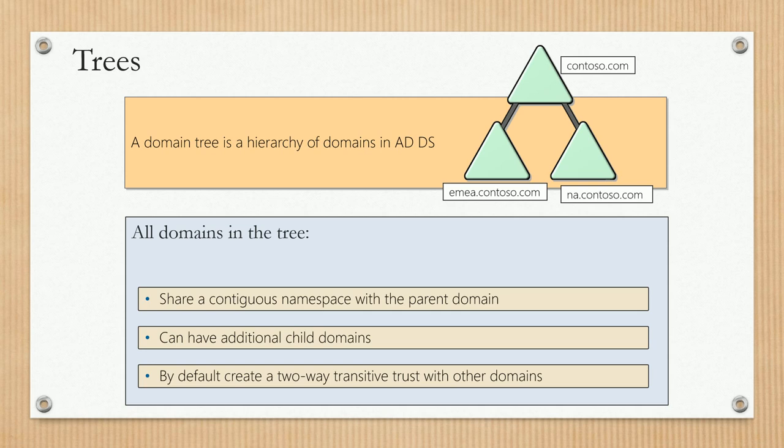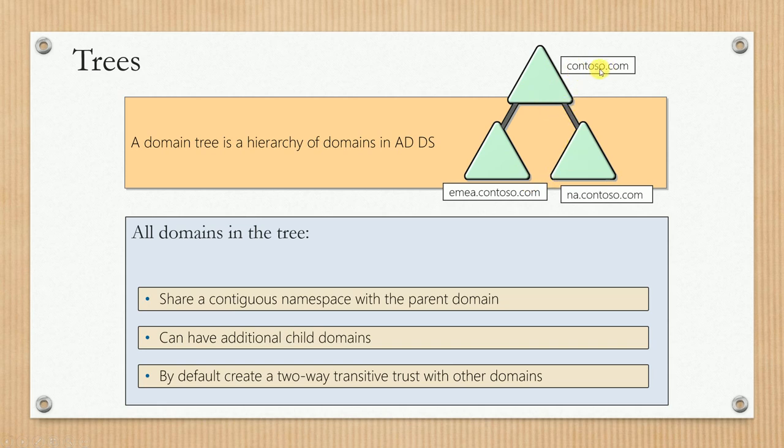Now, what is the tree? A domain tree is a hierarchy of the domains in the AD DS. Like you have a consto domain, you have a na.consto domain, and you have an emia.consto domain. So this is like a hierarchy, like a tree for the domains.